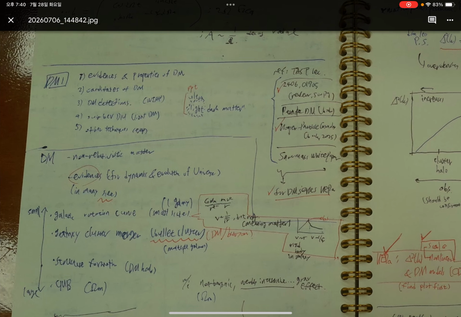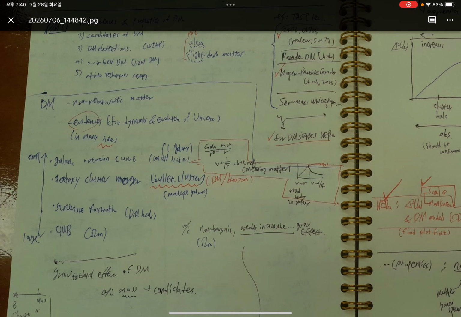The third topic was dark matter. We discussed various topics about dark matter. First of all, why dark matter should exist. There are several pieces of evidence and several properties from observation. And we turned to the candidates of dark matter through several models. We also discussed how we can detect dark matter, especially the thermal freeze-out scenario. And we turned to sub-GeV dark matter, relatively light dark matter, and some other specific detection techniques.